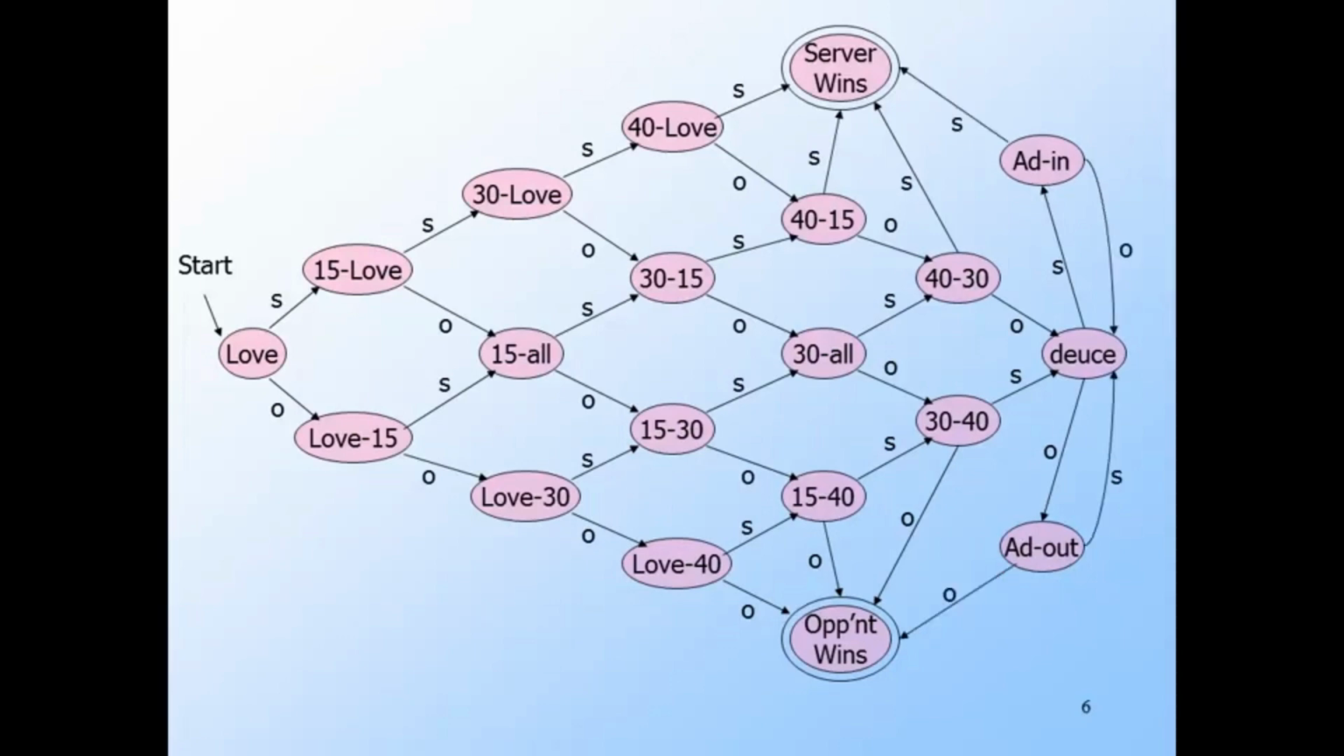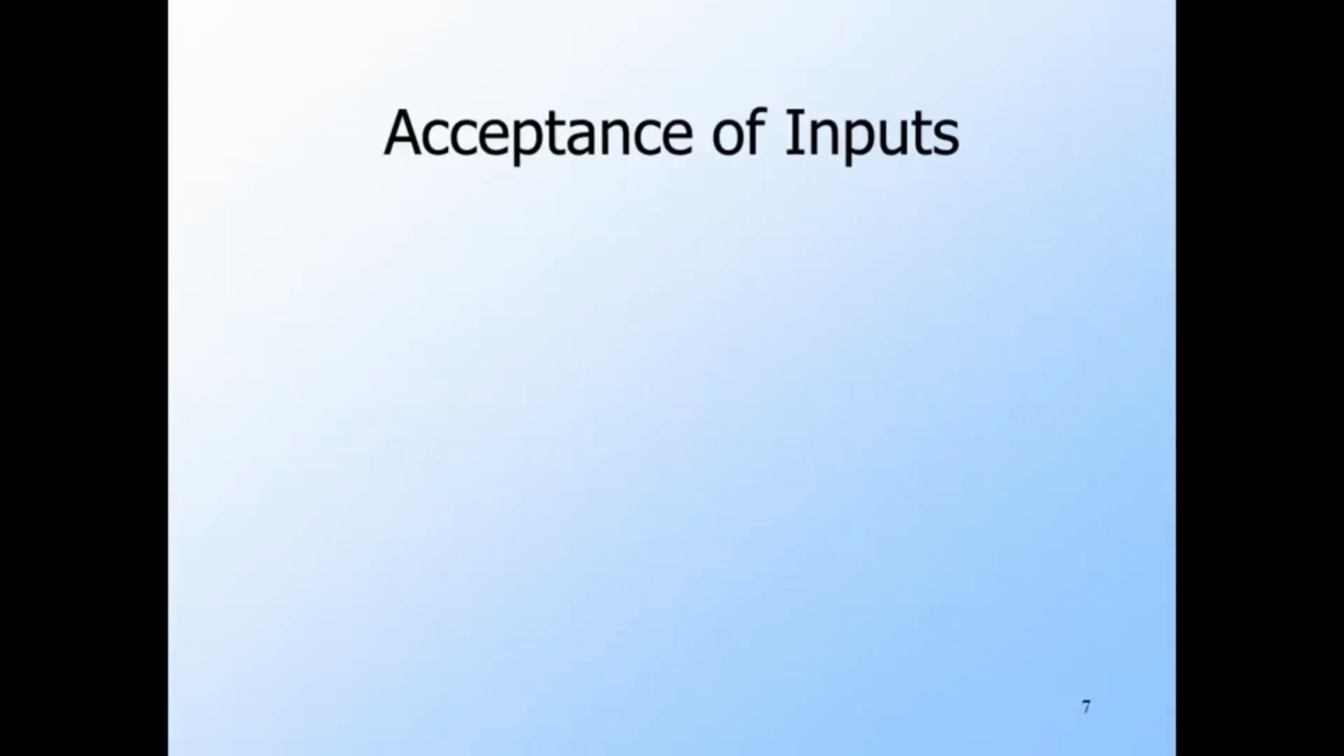Then in state add-in, if the server wins the next point, they win the game. But if the opponent wins, you're back to deuce. Likewise, from add-out, a server win puts you back in deuce, but an opponent win gives the opponent the game. We can now look at the entire transition diagram for the finite automaton. While most of it just allows flow away from the start state, the loops involving deuce, add-in, and add-out allow for cycles and for an infinite number of possible strings of S's and O's to lead to one of the final states. The job of an automaton is to process strings of input symbols, or input strings.